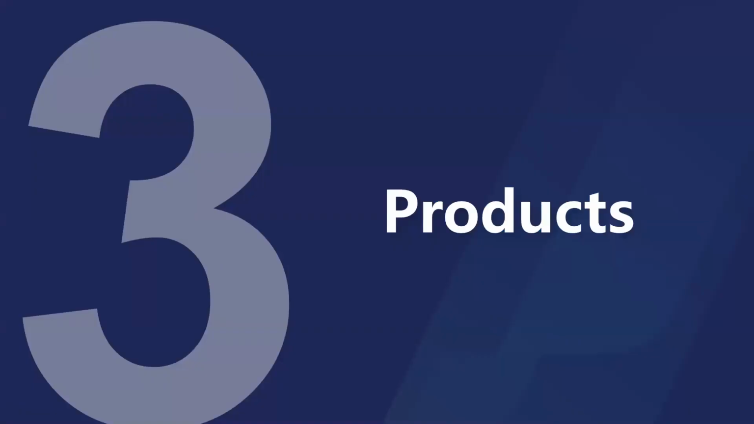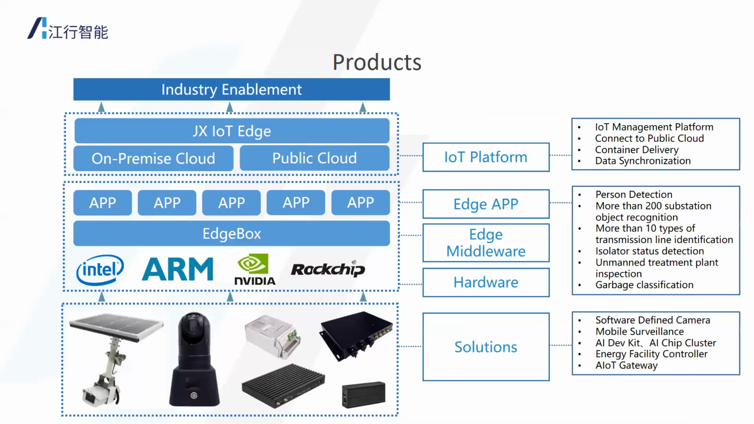Next, I will introduce our products. Our products can be divided into five layers. The first one is the IoT platform. As I mentioned before, we developed the JX IoT Edge. This is an IoT management platform. It can provide device performance monitoring. It also can provide container delivery, image management, and data synchronization. So EdgeX IoT Edge can connect to public cloud or on-premise cloud. In industrial scenarios, most customers don't like to use public cloud as their solution.